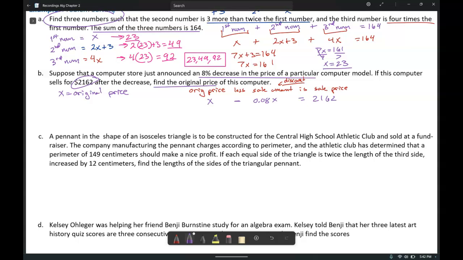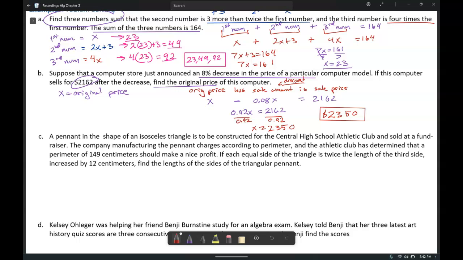Our sale price was given as $2,162. Now that we've translated, we can go ahead and combine like terms. x minus 0.08x is 0.92x equals 2,162. Divide both sides by 0.92, and x equals $2,350. So $2,350 is the original price.